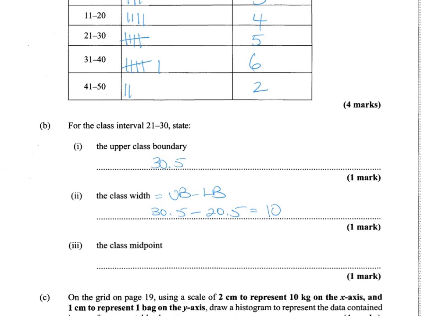And the class midpoint would be 21 plus 30 over 2, which will give us 25.5. Okay, so for the last piece, they want us to draw a histogram to represent the information. So on the x-axis they want us to show kilograms, and on the y-axis we're going to put the number of bags, which is the frequency.